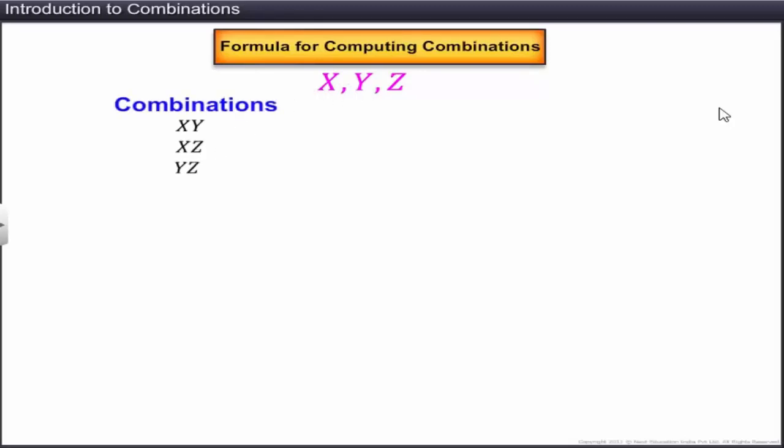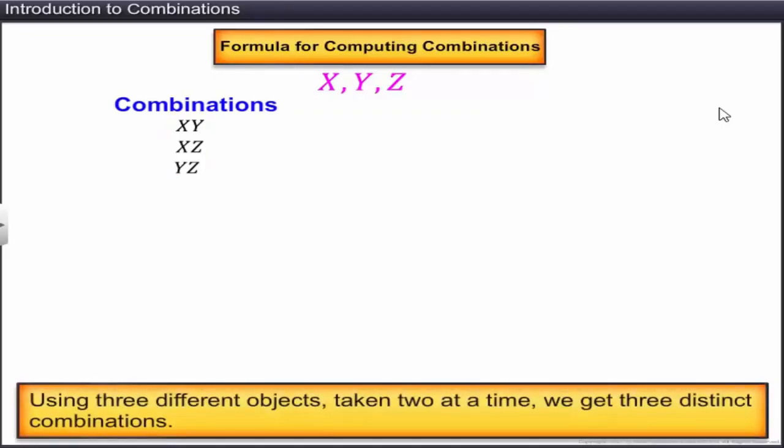We get the combinations shown. The total number of combinations is 3. This implies that out of 3 different objects, taken 2 at a time, we get 3 distinct combinations. This can be expressed mathematically as 3C2.